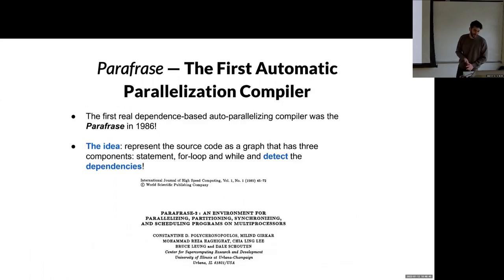If you look at the history of automatic parallelization, the first time you will encounter it was in '86. And the idea was, let's represent the source code as a graph, we'll try to detect the dependencies, and if we detect them, we'll put some automatic instruction. It was called Paraphrase. Over the years, this was the base of compilers and parallelizing.